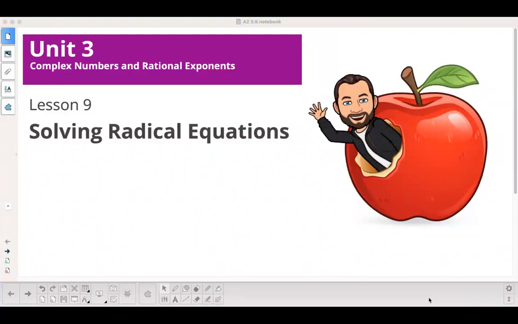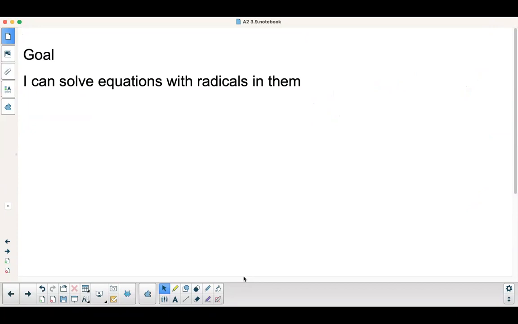Okay, Illustrative Mathematics, Algebra 2, Unit 3, Lesson 9 is called Solving Radical Equations. All right, our goal is: I can solve equations with radicals in them.